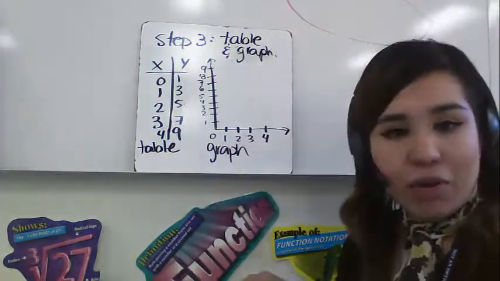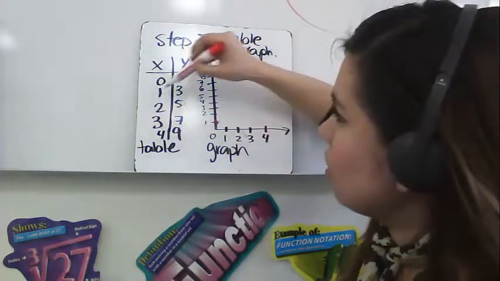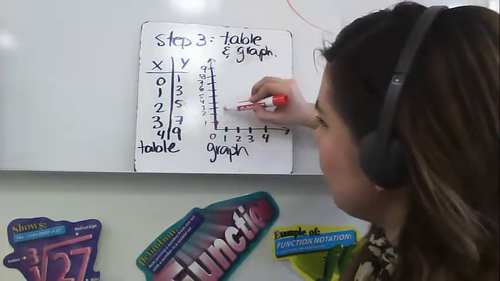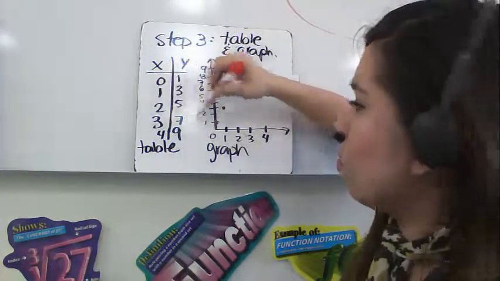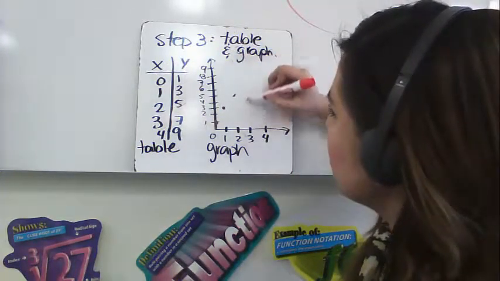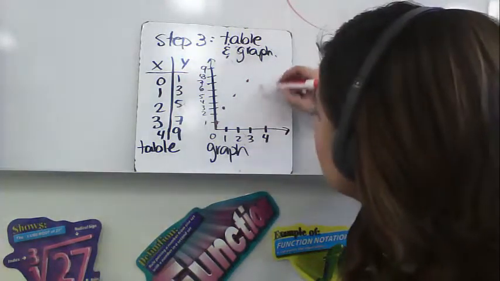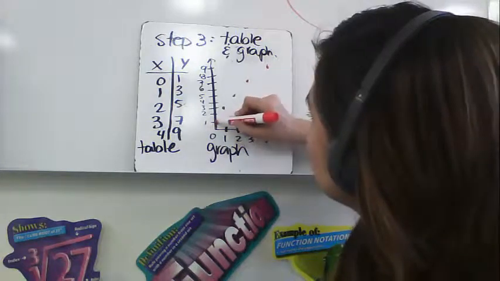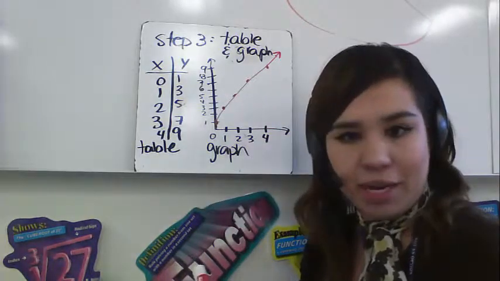So now I'm going to go ahead and graph this just like we did in the first example. I'm going to go to 0, 1, 1, 3, 2, 5, 3, 7, and 4, 9. And there we go. I've got my table and I've got my graph.